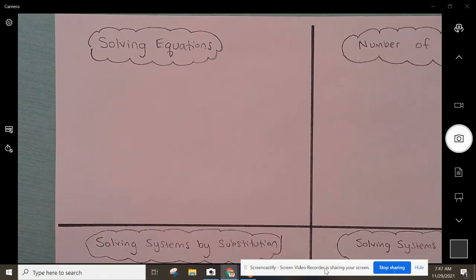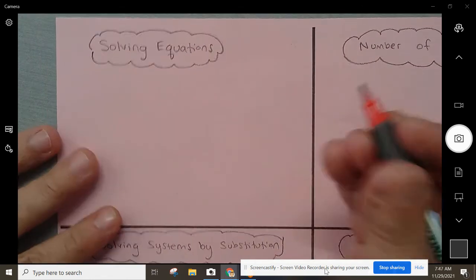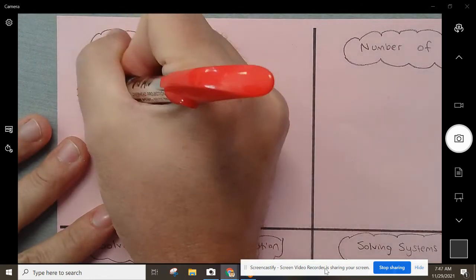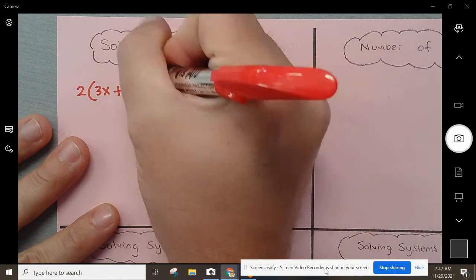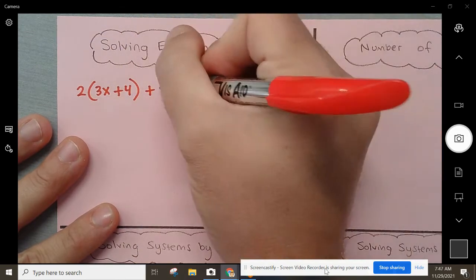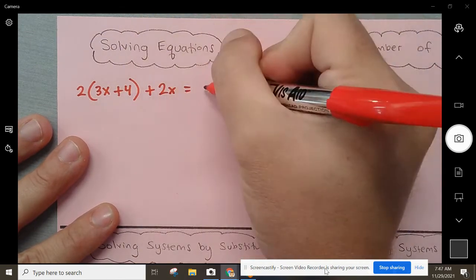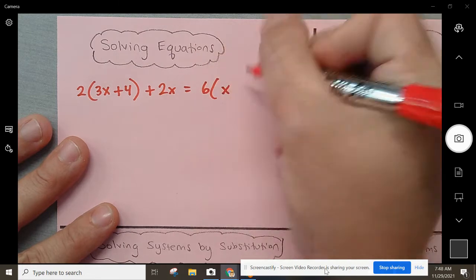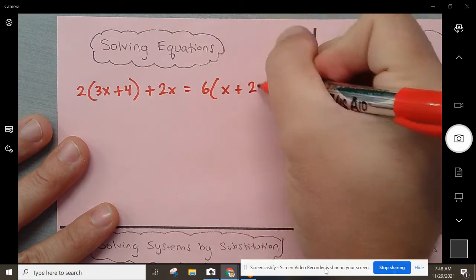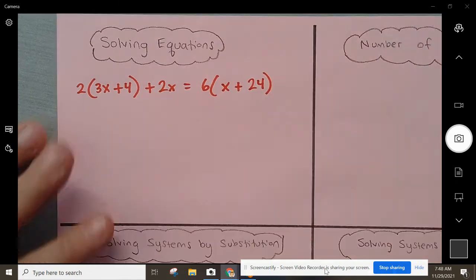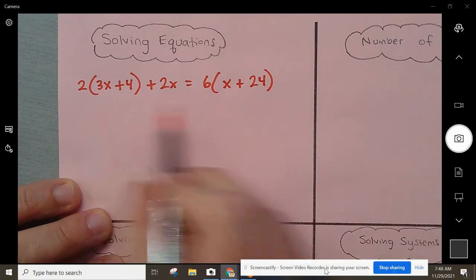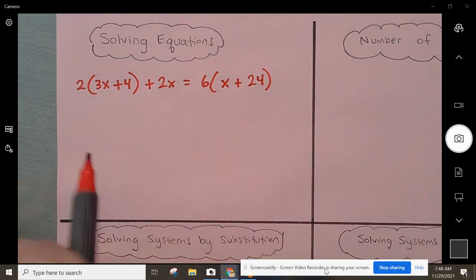First box, I want you in solving equations, and let's just go ahead and do an equation real quick to see what you remember. I'm going to spice it up a little bit. I know there's a lot going on in this equation. Go ahead and take your time. Push pause, and let's solve this problem. If you have trouble, just pay attention when we go over it.